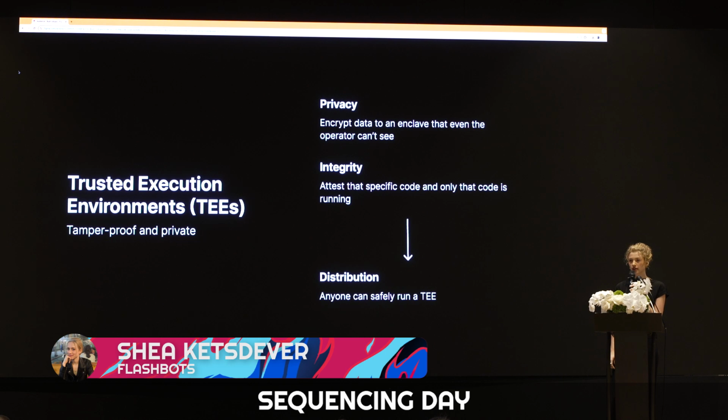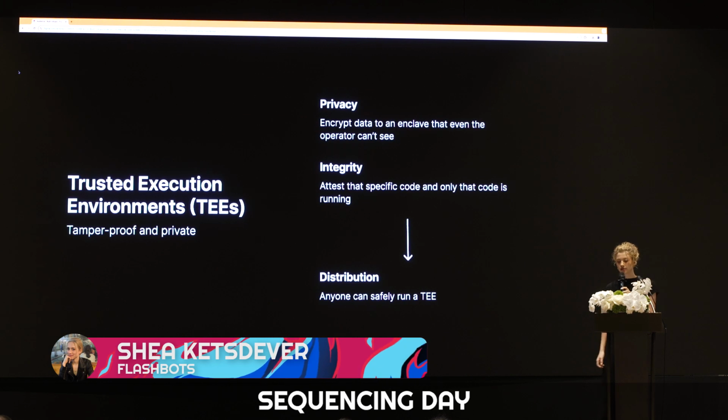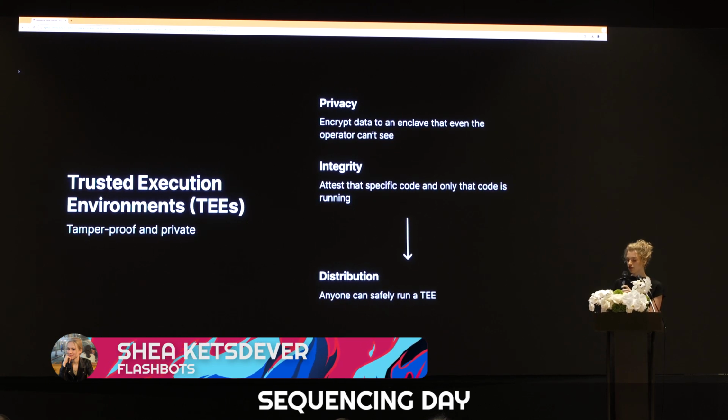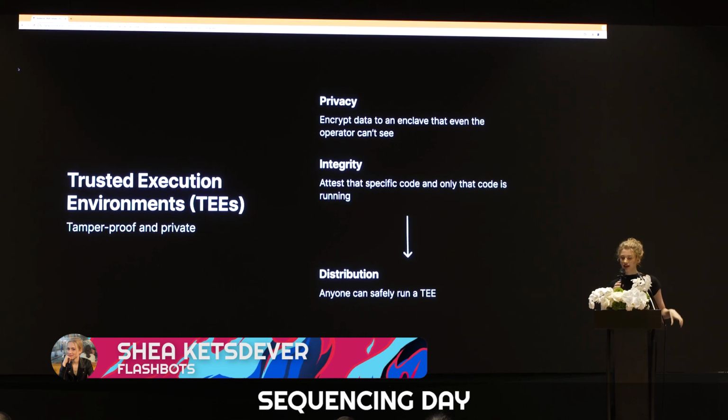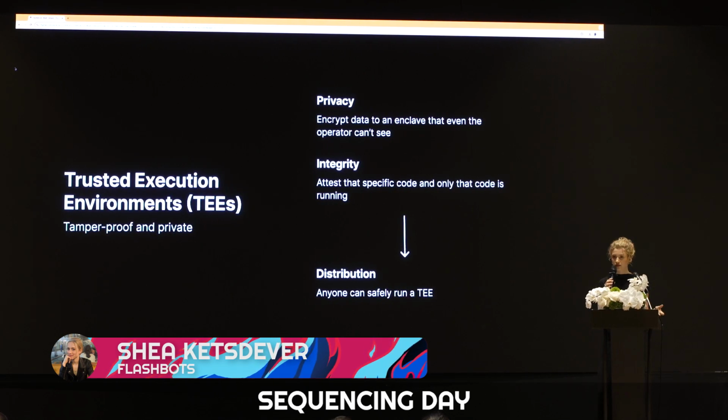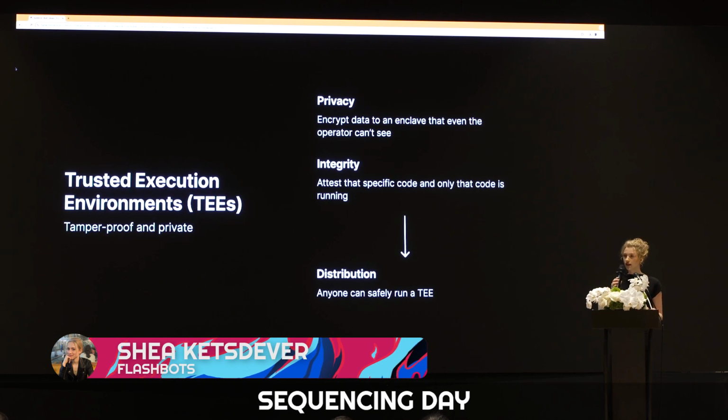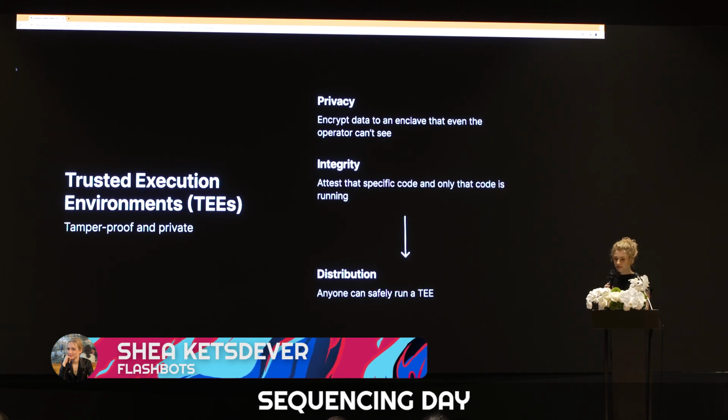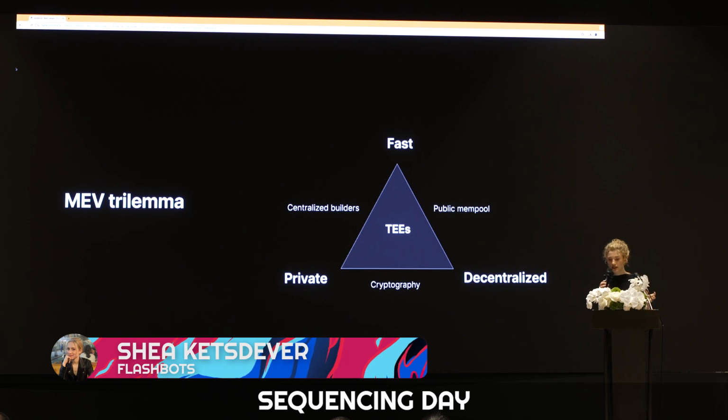So you've probably heard us at Flashbots talk a lot about trusted execution environments. And if you're not familiar with these, TLDR, hardware manufacturers like Intel will manufacture machines that have really strong privacy and integrity guarantees. And this gives you a couple things. You can encrypt data to an enclave that's on the machine, and that data can't be leaked, not even to the person operating it. You can also attest that a specific piece of public code and only that code is running. So together this means that anyone can run software like an MEV auction, like a block builder, without compromising on security.